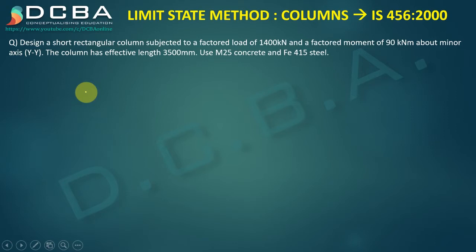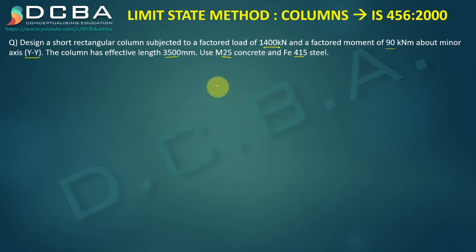But in this numerical, what they have asked is what should be the dimensions and what would be the area of steel, because that is basically your design problem, right? What they have given is a short rectangular column subjected to a factored load of 1400 kilonewton and a factored moment of 90 kilonewton meter about minor axis, that is YY. The column has an effective length of 3500 mm, use M25 concrete and Fe415 steel.